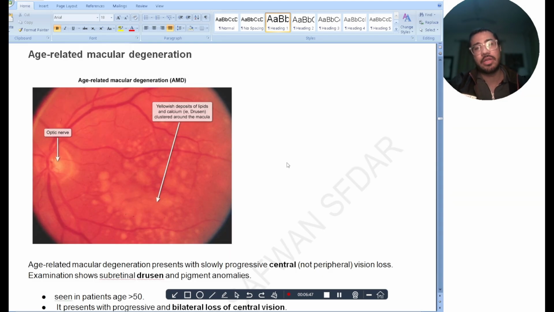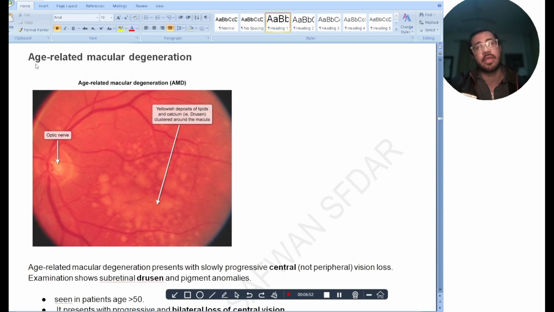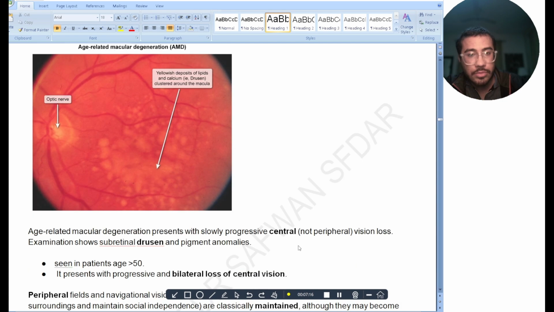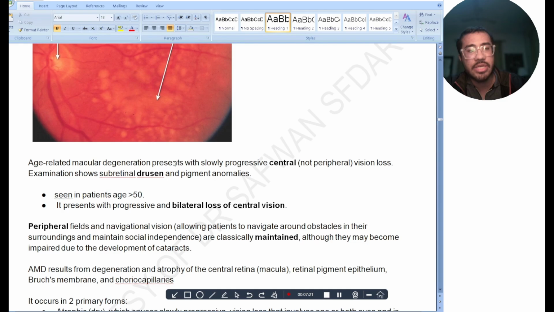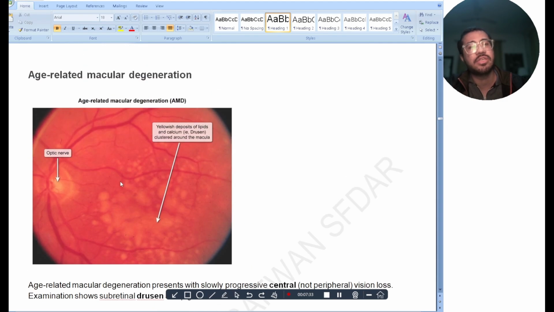Age-related macular degeneration, this is one of the problems that has everything in the name. Age related, it's going to occur in people who are 50 years plus because it is age related. Macula, what is macula? Macula is the central most part of the retina. The age-related degeneration results in degradation of the retinal pigment epithelium in that area, as well as the choriocapillaris and everything else. So it's basically just the degeneration of the macula.